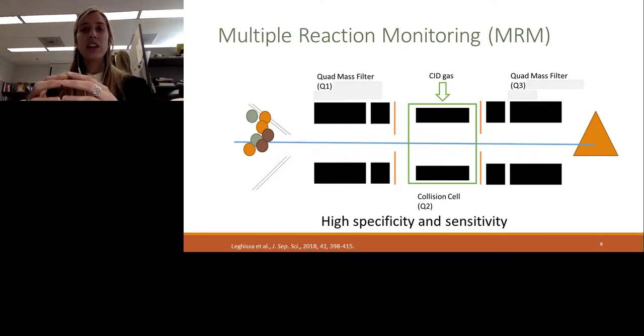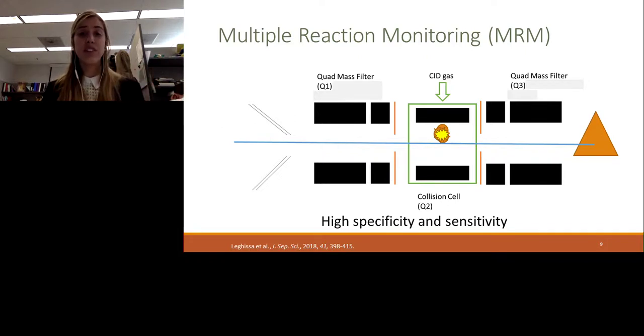So the ion that was allowed to pass is going to be further fragmented by a stream of argon gas, forming different product and smaller ions, in this case these smaller balls. And these smaller balls are then going to pass through the third quadrupole that is going to be working as a filter, just like the first one, allowing only one ion to pass and to reach the detector. So the result is that we get really high specificity and high sensitivity compared to the other modes.